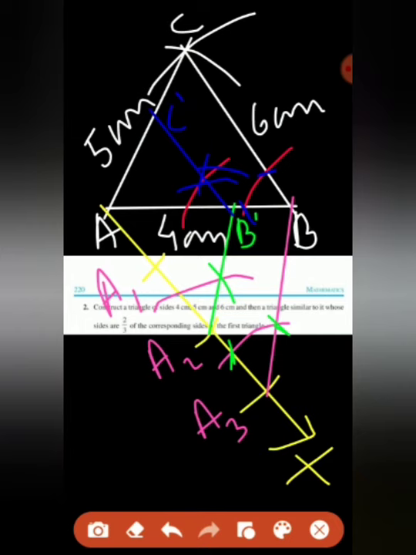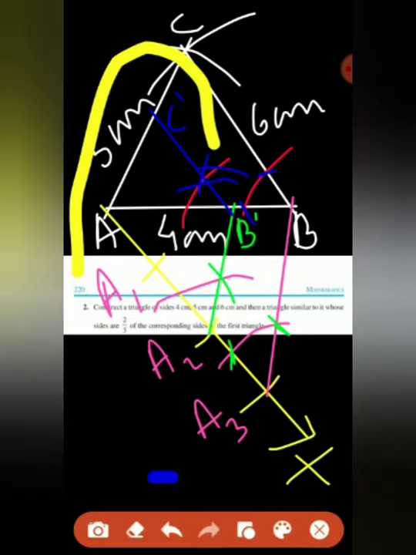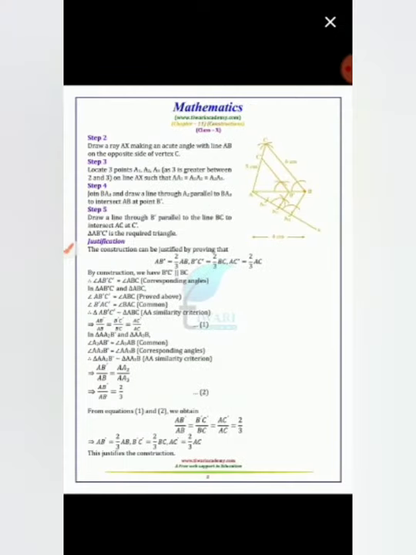Your required triangle is, let me do it with yellow, this one: A B dash C dash is your required triangle. We have done this. Now you understand till here, right? This is okay. Here the steps are given, you can look at these steps, and here I have written this one also, you can see this also.